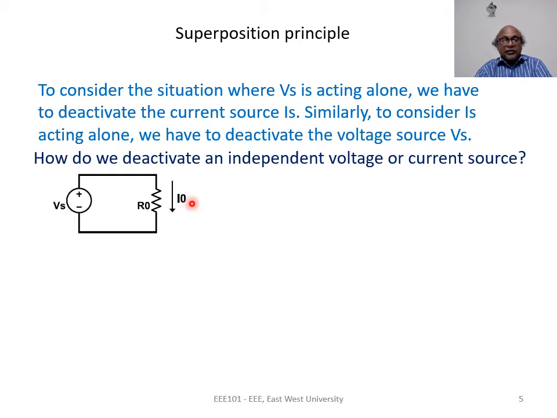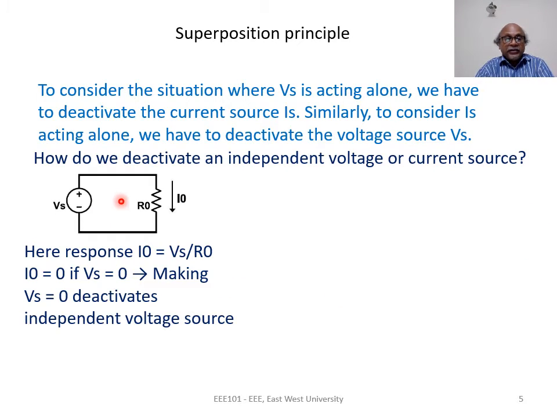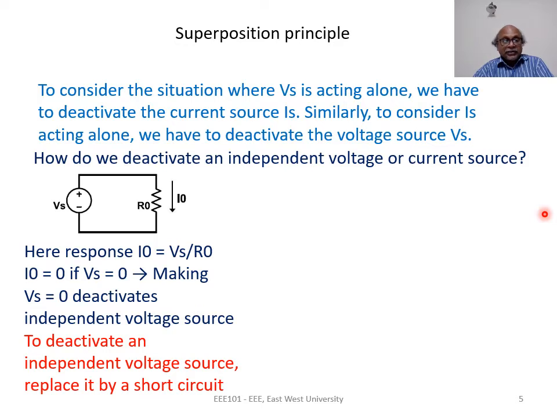In this circuit, if we apply Ohm's law, I naught can be written as Vs by R naught. To make I naught equal to 0, we have to make Vs equal to 0. So if in this circuit Vs is made 0, there is no contribution of Vs to I naught, and we can say that the independent voltage source has been deactivated. Now 0 voltage is equivalent to a short circuit. So we can say that to deactivate an independent voltage source, we replace the voltage source by a short circuit.